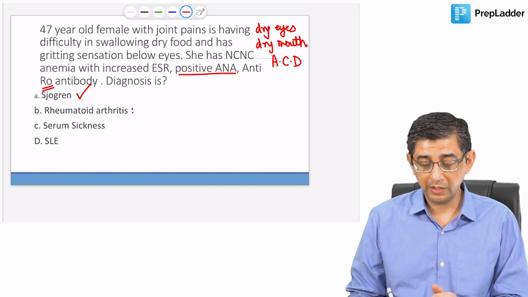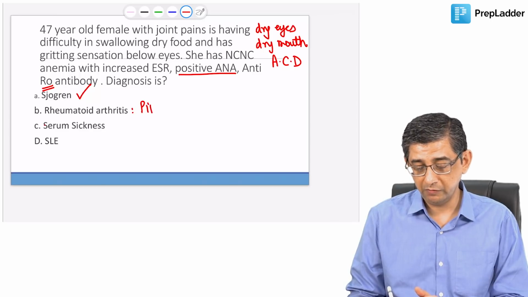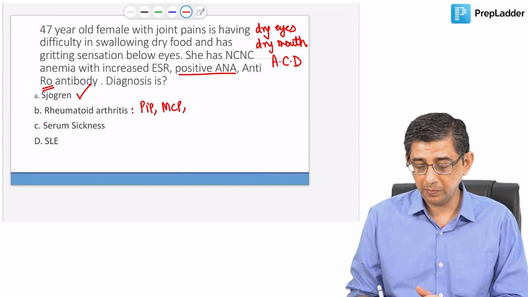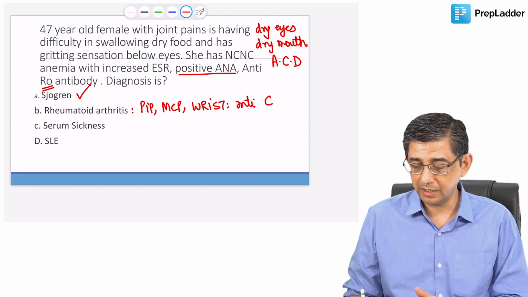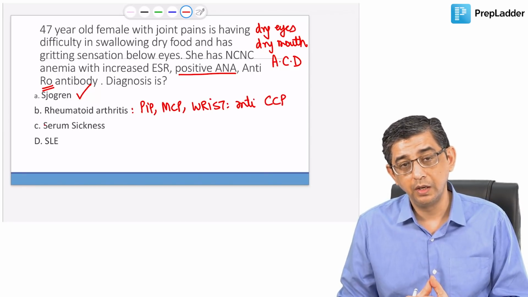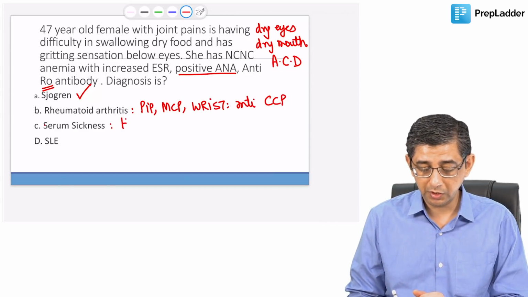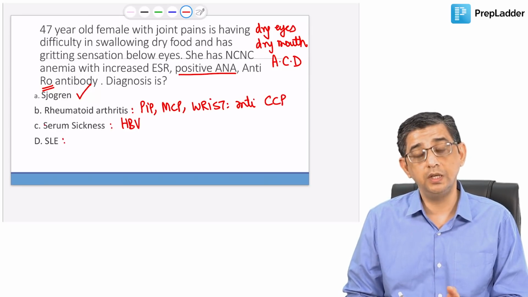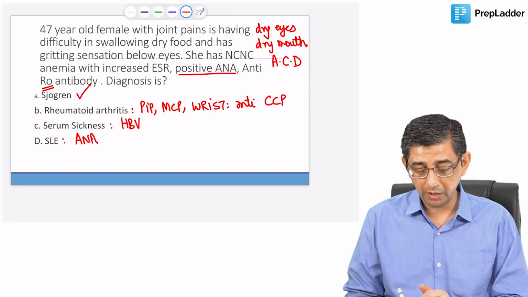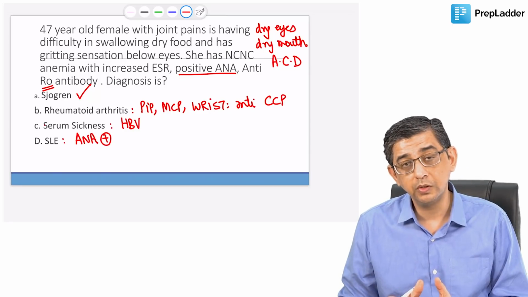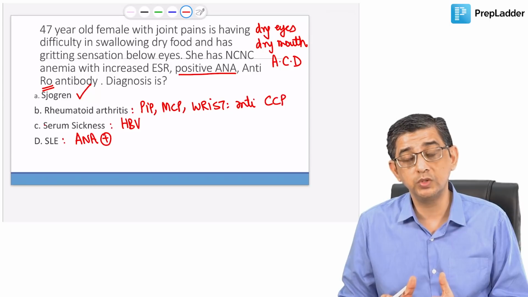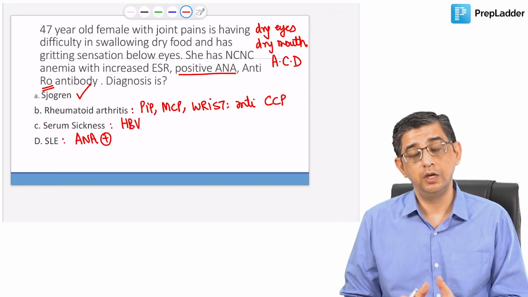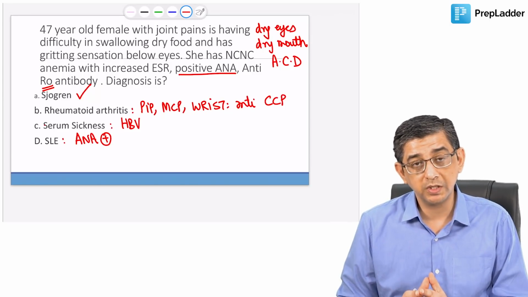You can rule out rheumatoid arthritis because per se it will be involving the small joints of the hands like PIP, MCP and the wrist, and the antibody which is involved here is anti-cyclic citrullinated peptide antibody. Serum sickness is one that you see with hepatitis B, also called as Arthus phenomenon or type 3 hypersensitivity. And when it comes to SLE, you should be having antinuclear antibody present plus other features also, no? Like there should be malar rash, there should be photosensitivity, there should be anemia present. None of those classical features of SLE are present in this case.